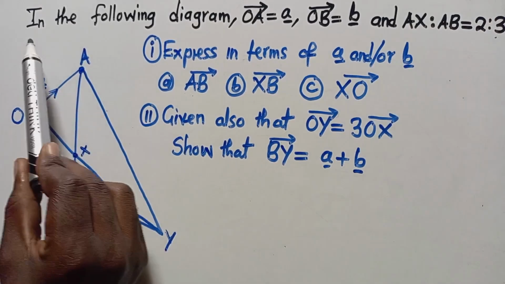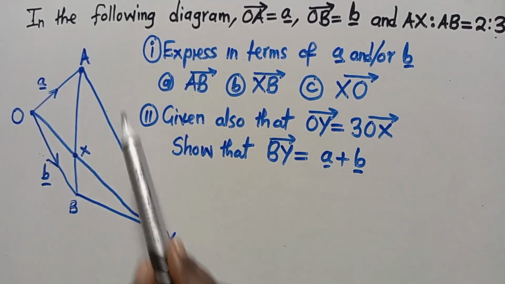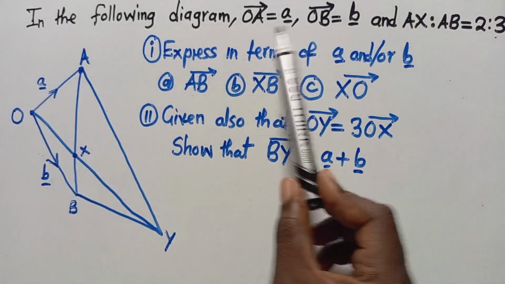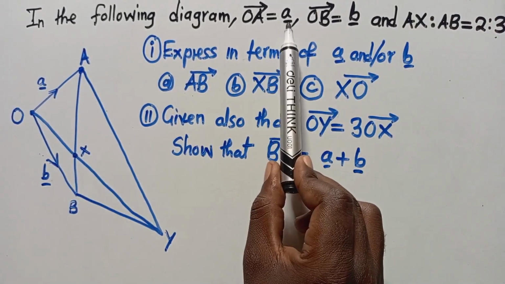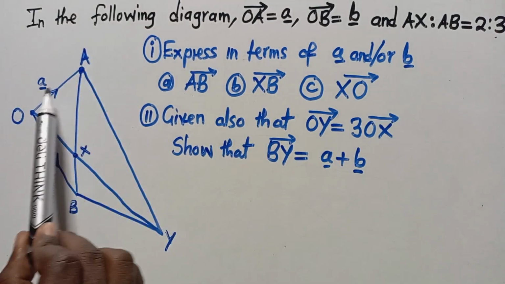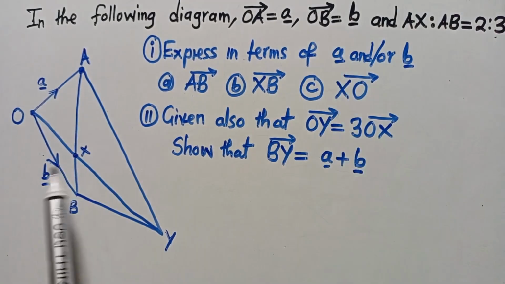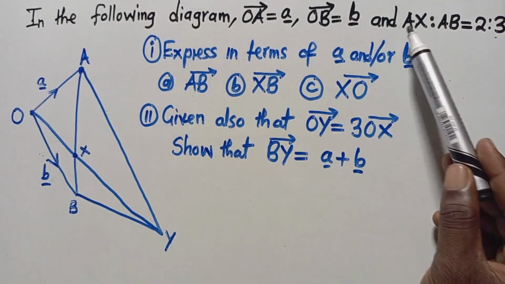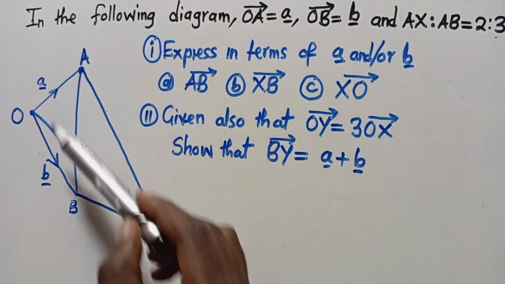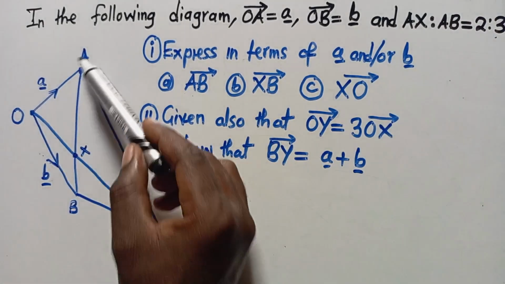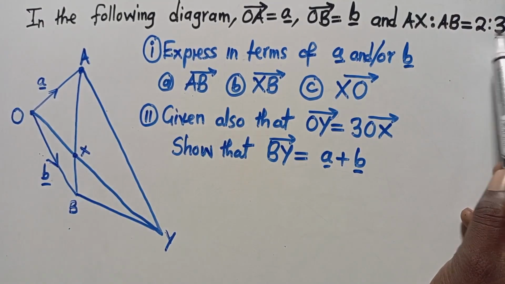The question is saying, in the following diagram, so this is a diagram that is given here, vector OA is equal to A. So vector OA is equal to vector A there. Vector OB is equal to B, that is there. And AX to AB is in a ratio 2 to 3.